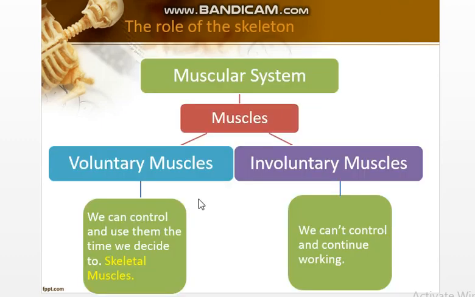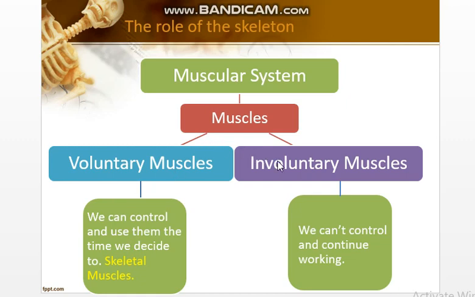Muscles have two types, voluntary muscles and involuntary muscles. Voluntary muscles are the muscles that you can control and you can use them the time you decide to. They are also called skeletal muscles, like the muscles of your tongue, your arm, and your feet. Most of the muscles in your body are voluntary. You can control their work.